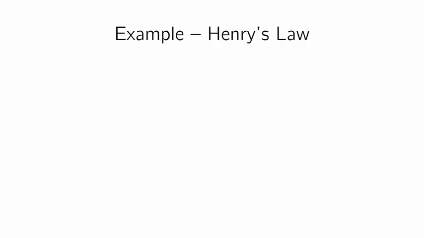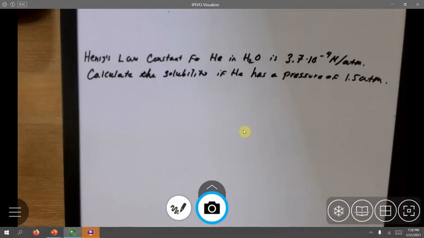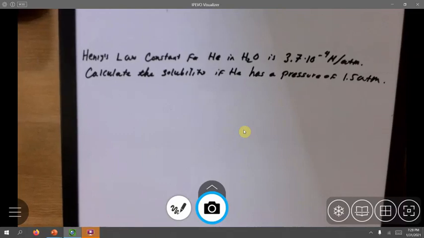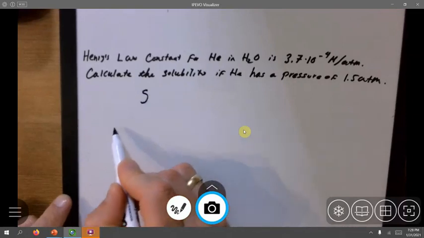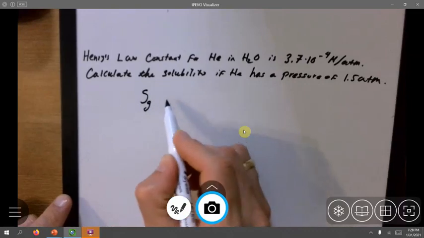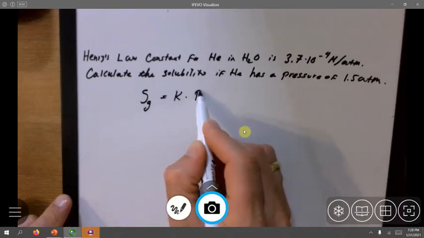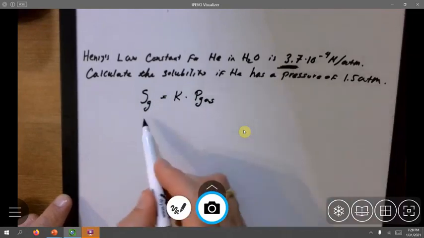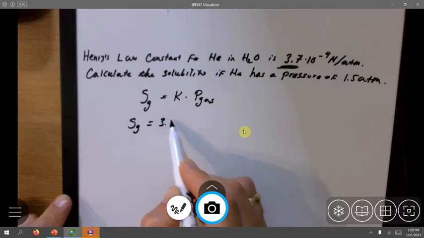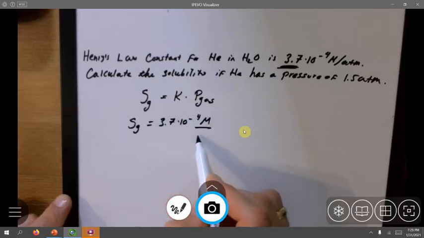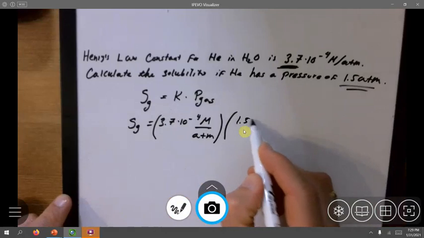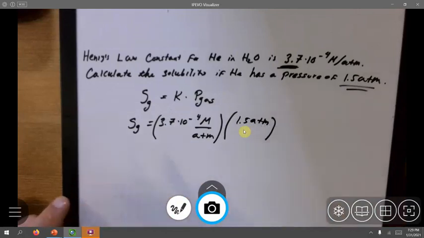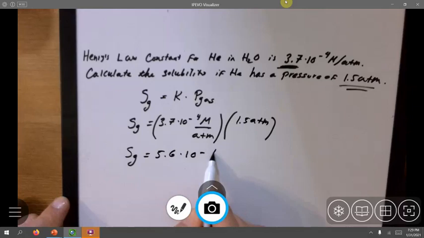And let's see it in action in an example here. Henry's law constant for helium and water is this. Calculate the solubility if helium has a pressure of 1.5 atmosphere. As we just saw, the solubility of a gas, in molar, is equal to some constant times P gas. Well, we were given the constant right here, and we're asked for the solubility. So it's pretty simple. It's 3.7 times 10 to the minus 4th molar per atm. And you multiply this by the pressure of the gas, which is also given to us, 1.5 atm. I meant for this to be a little simple, so we see it happen. And so you see that the solubility of the gas is just going to be 5.6 times 10 to the minus 4th molar.